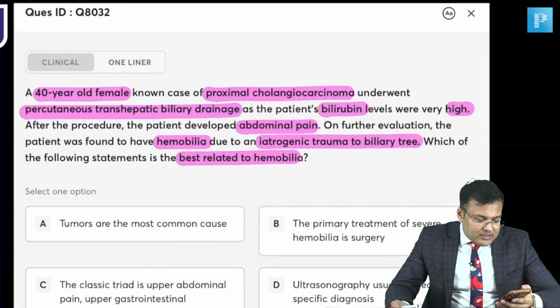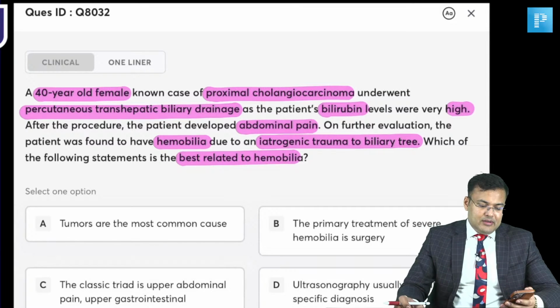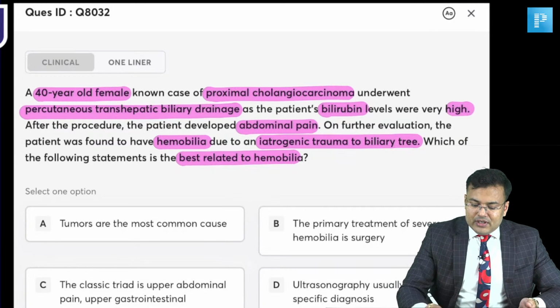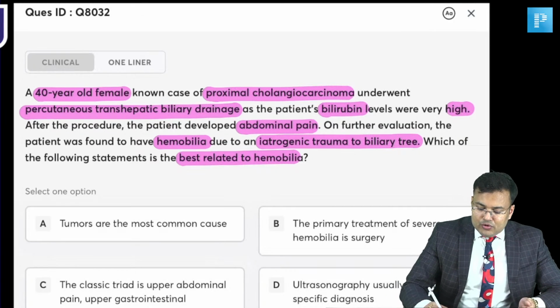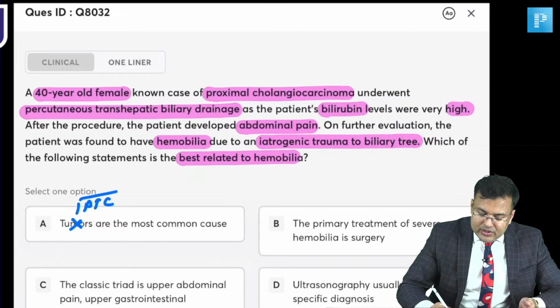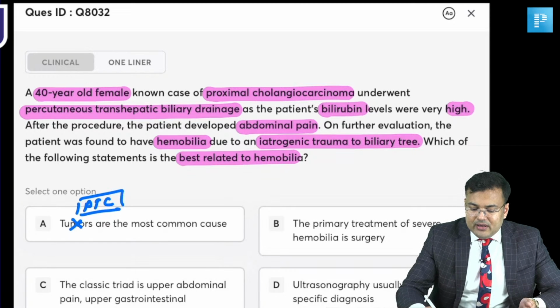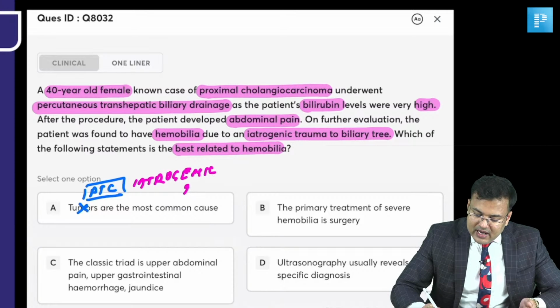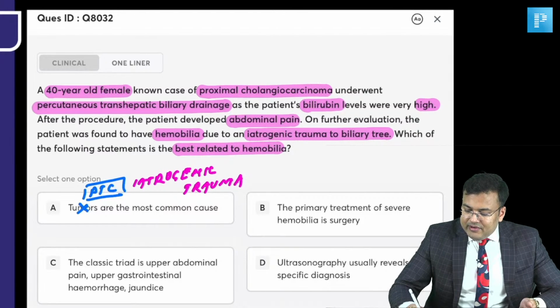Aditya Singh, Muhammad Anas, Nidhi, Naresh Kumar, Jaya Bajpayee, Midlife, Shalini, Sim, Abhay, Amit Kumar. Almost all of you are correct, guys. So tell me first, what is the most common cause? Answer is written. The most common cause, it's not the tumors. It is PTC, percutaneous transhepatic cholangiography, or PTBD. It means it is because of iatrogenic trauma. Clear, guys?